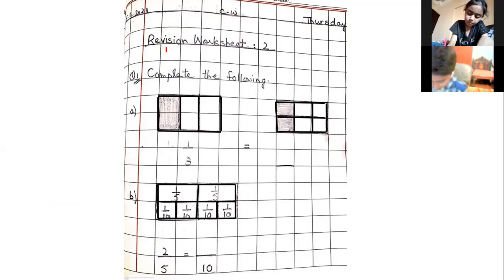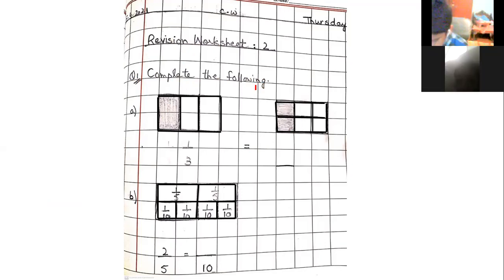Write after revision worksheet, leave one line again and write question number 1. Complete the following. Here we will do the revision worksheet of equivalent fraction.